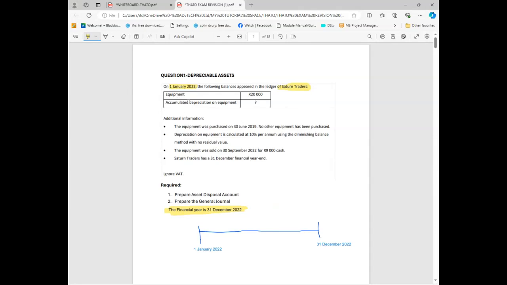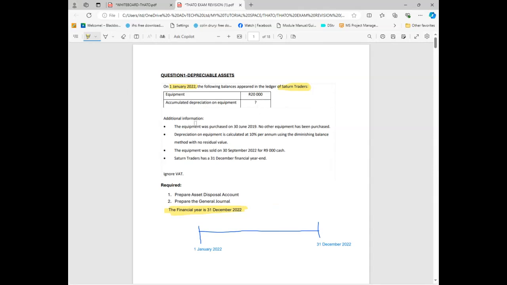It means when we started, we had equipment of 20,000, and then accumulated depreciation, they did not tell you about the accumulated. So you know by now, the minute they put a question mark, it means they want you to find it yourself. But sometimes in the exam, they will give it to you. Are you with me? So we must expect to find this ourselves.